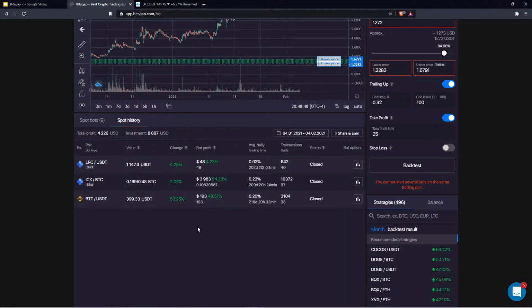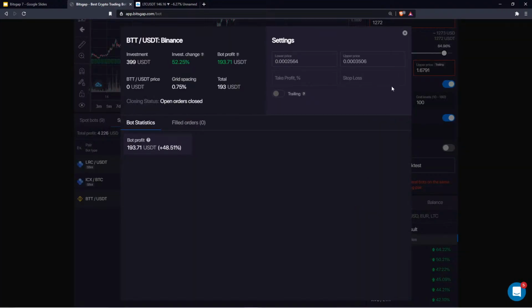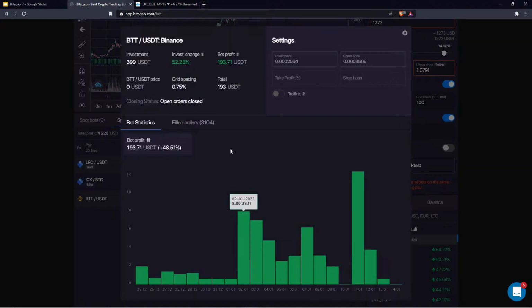Well, so anyway, you can use the spot history to analyze your past trades. You can look at the profit generated on a daily basis. So this gives you an overview of what was the return on a daily basis based on the trading configurations that you had at that time.